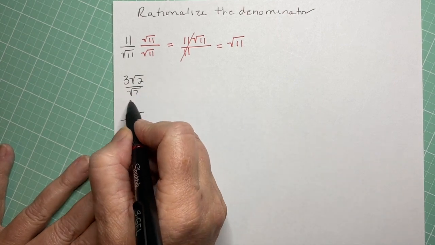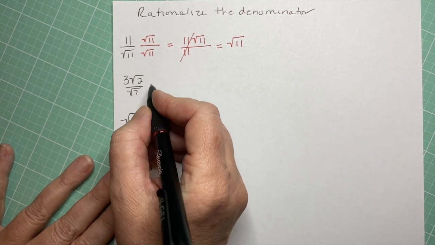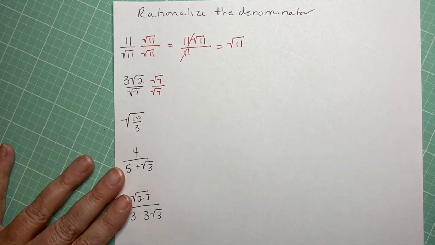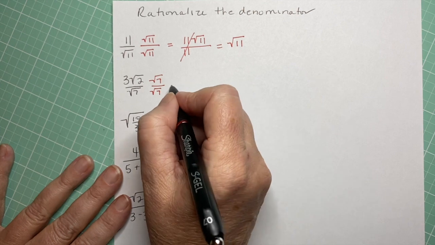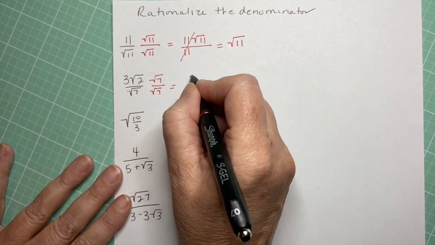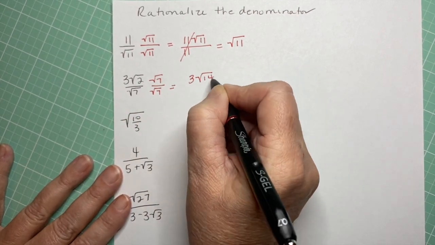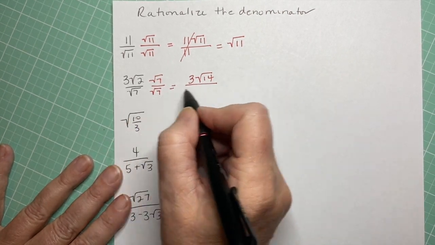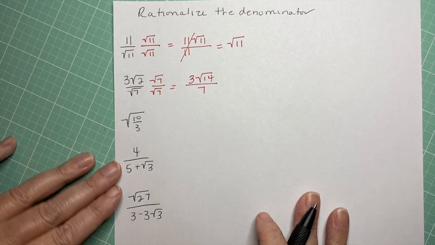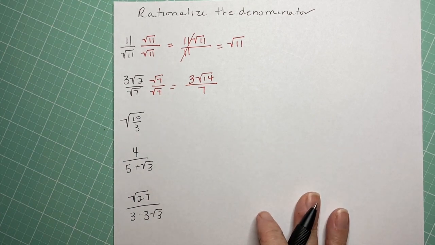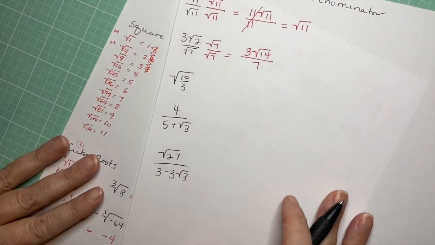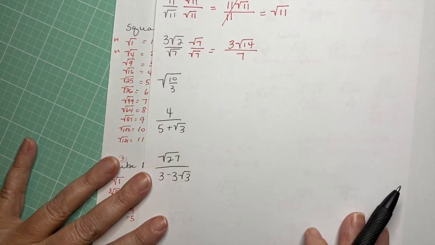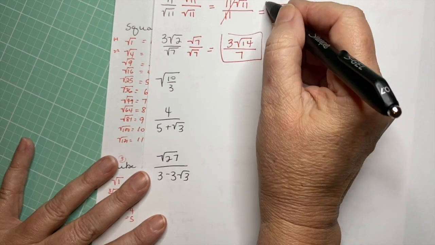So the same thing with this one. We're rationalizing the denominator. I want to get rid of this square root of 7, so I'm going to multiply the top and the bottom by the square root of 7. So 3 square roots of 2 times the square root of 7 is 3 square roots of 14, because you just multiply the square roots. And then on the bottom, the square root of 7 times square root of 7 is a regular 7. Now you want to check if you can simplify 14. Let's go back to our perfect squares. But there's nothing that will go into 14 evenly, so that's just your answer.